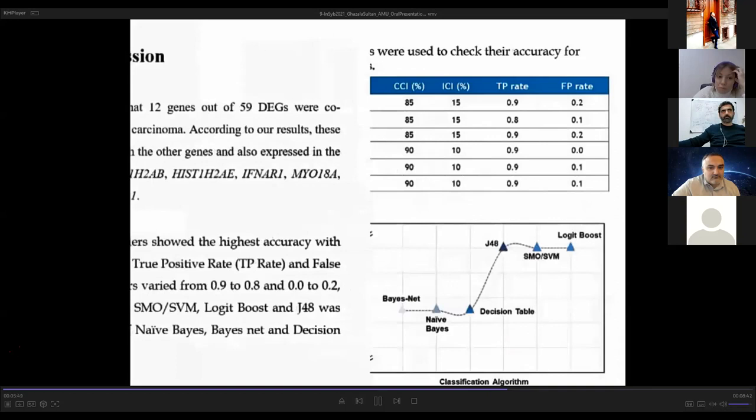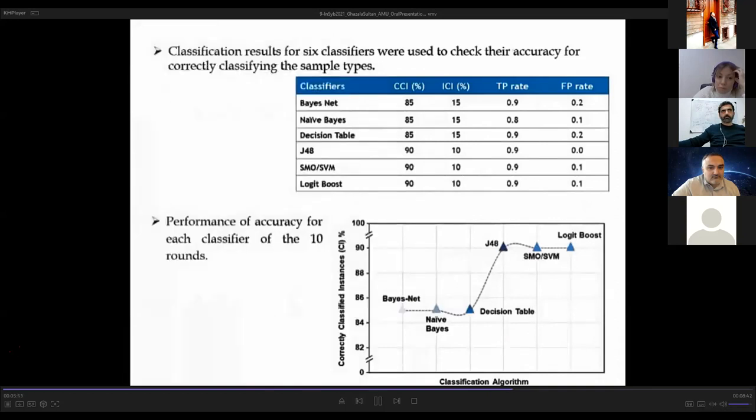Classification results for 6 classifiers were used to check their accuracy for correctly classifying the sample types. Looking at the accuracy of each classifier in 10-fold cross-validation, the decision table shows the least accuracy while J48 shows the highest accuracy among the classification algorithms.